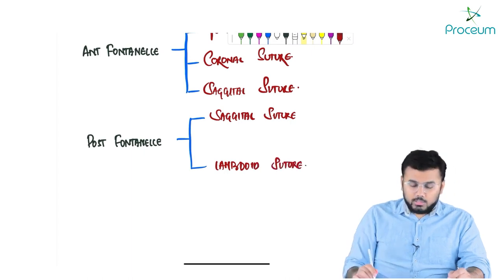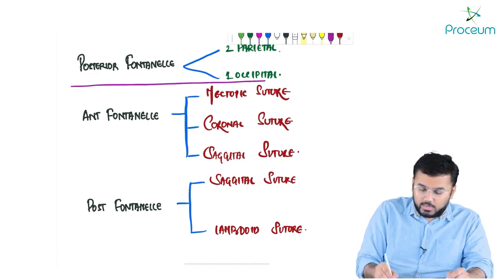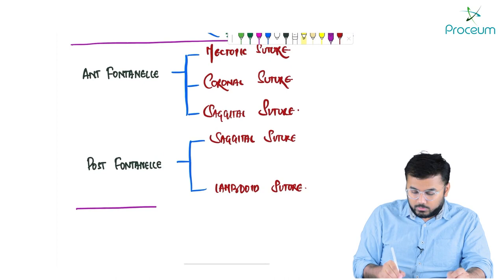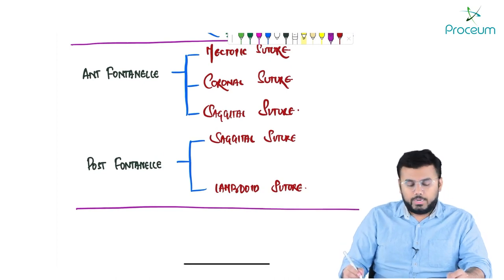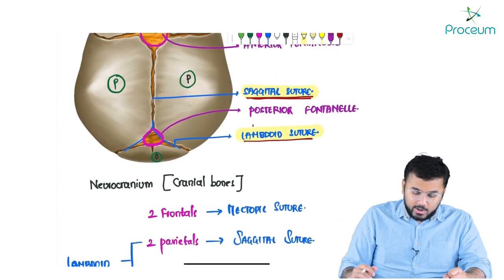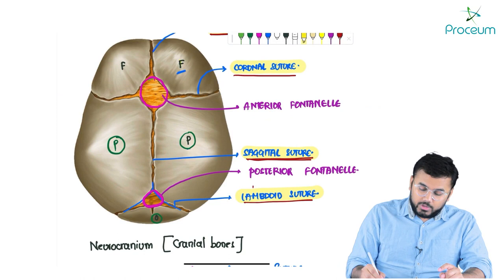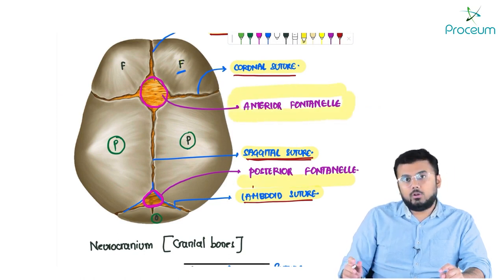Lambdoid suture, right? So these are some of the important things that one definitely has to know. Now, the next important thing is that I already told you about two fontanelles. We have this anterior fontanelle over here, and this posterior fontanelle over here.